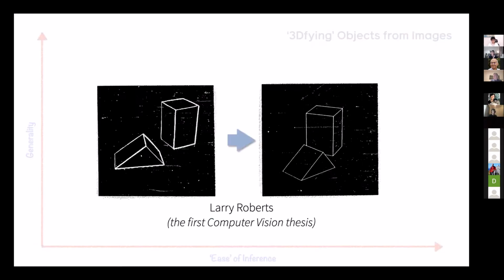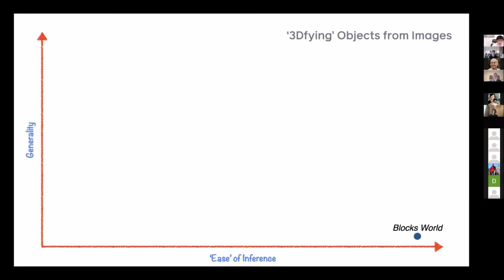And in fact, the very first computer vision thesis was also tackling this problem of 3D object reconstruction from a single image, and falls in the bottom right corner of this chart, where it could infer 3D from a single image, but was really limited in terms of the class of objects it could handle, typically limited to these pyramids or cuboids, for example.